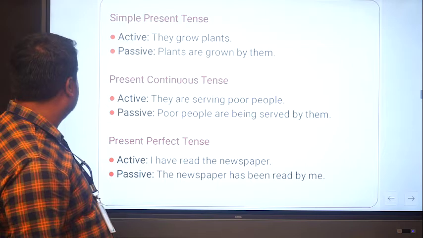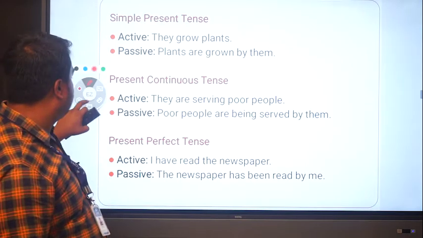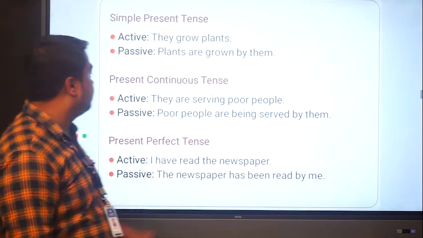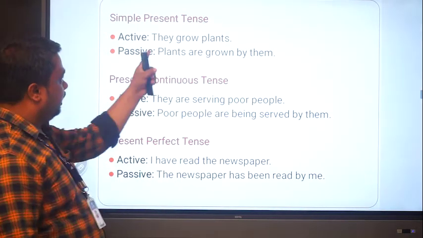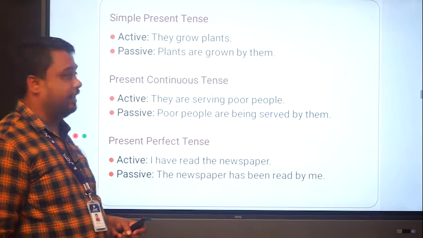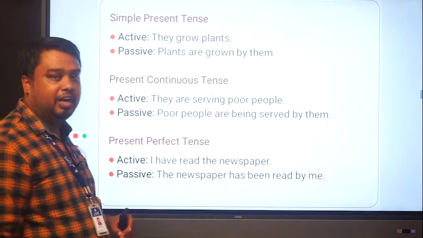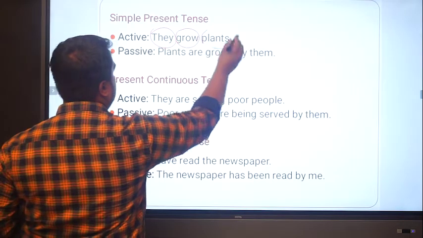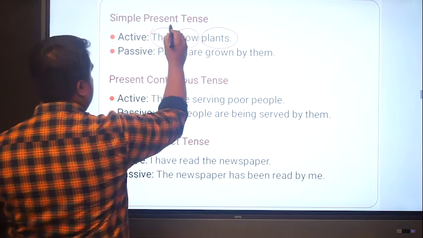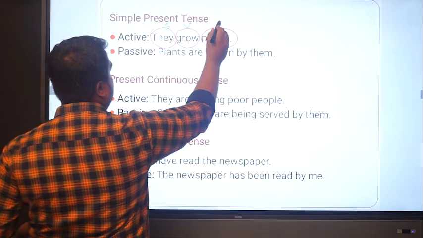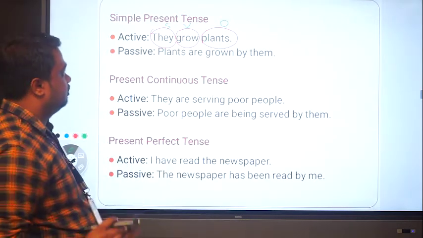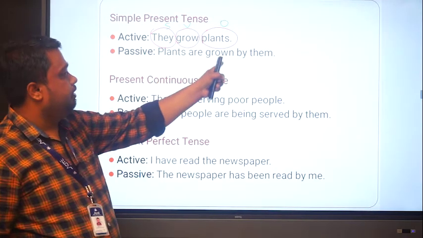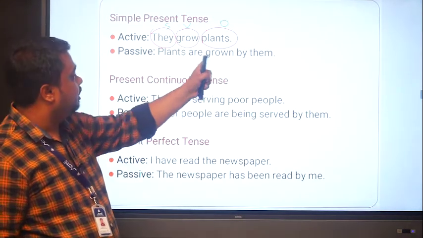Now, let's take each tense and learn how we can convert it into passive voice. And the first tense is simple present tense. They grow plants. They grow plants, right? So, what is the first step? Identify, right? So, let's identify. Subject, verb, object. Right. So, object becomes subject here. Plants are grown by them.